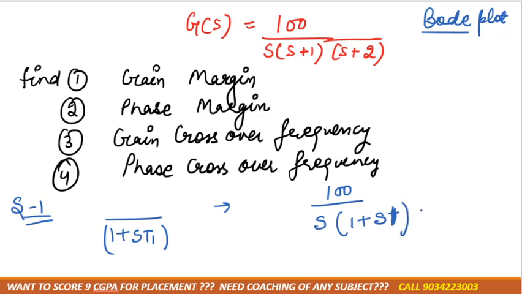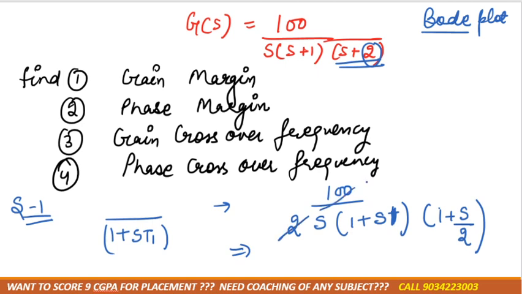Then the second factor is not in the form of 1 plus sT. So to make it in the form, you can take 2 common. So it would be 1 plus s divided by 2. Right? So after solving it, it's how much? 50 divided by s into (1 plus 0.5s). Now your K is not 100. Now your K is 50.